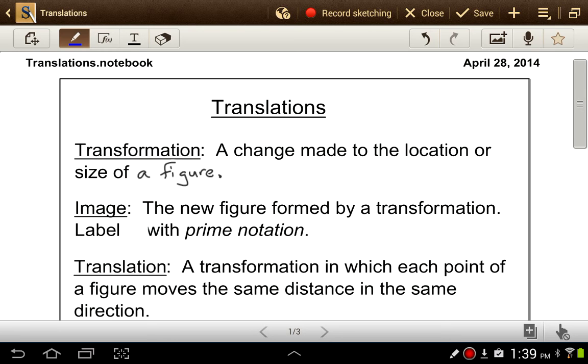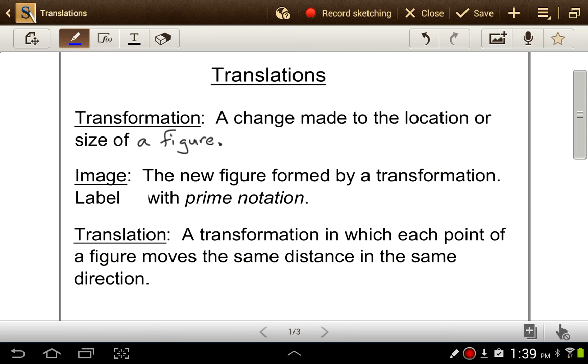And so first let me talk about what a transformation is. A transformation is a change made to the location or size of a figure. So if I have a shape or a line or whatever I have, and I change the size or the location of a figure, then I am transforming it. The size can change if it is a dilation. The shape will never change. All figures will remain similar to each other at the very least.